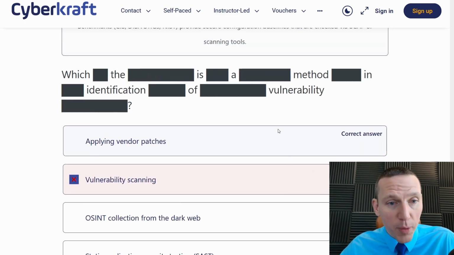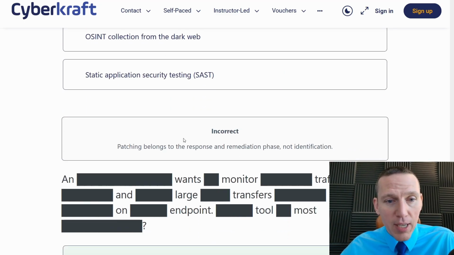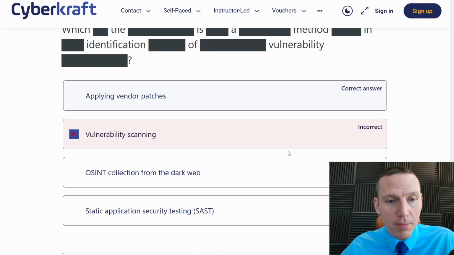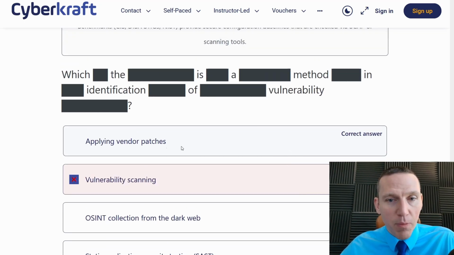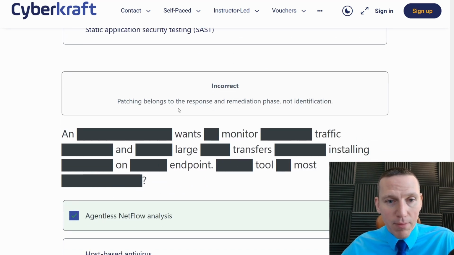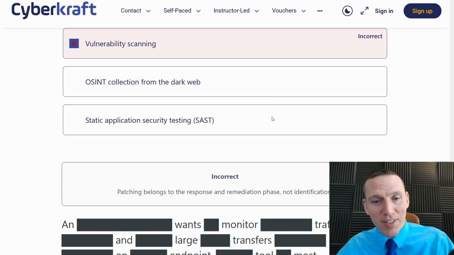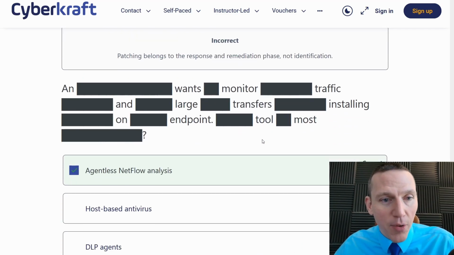This was wrong. Vulnerability scanning. This is a method of identification of vulnerability. Patching belongs to the response and remediation phase, not identification. Vendor patches. Okay. So we're missing the phase of the vulnerability of some sort of process. So we're missing the phase. I'm not too upset about missing that one.